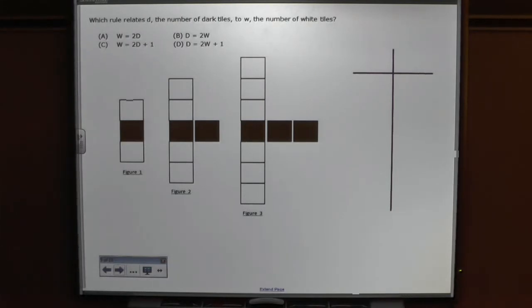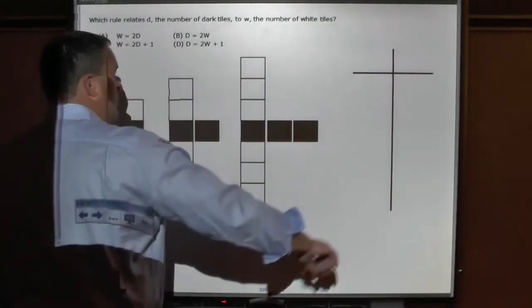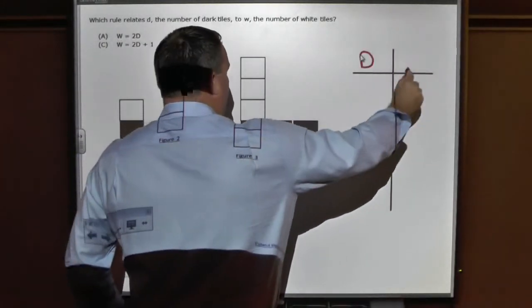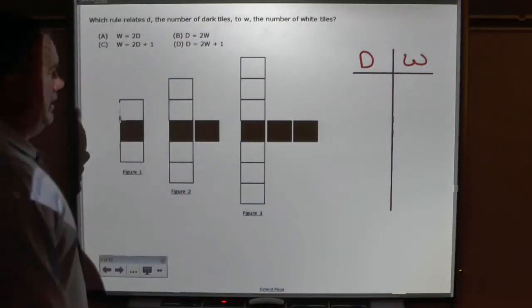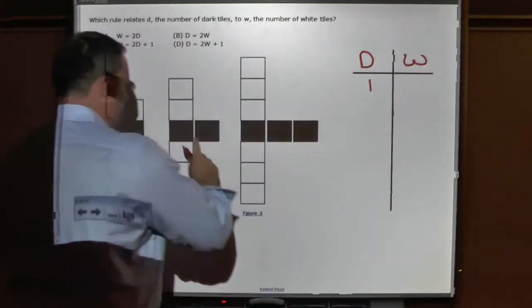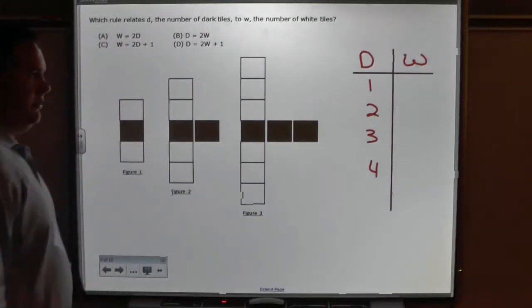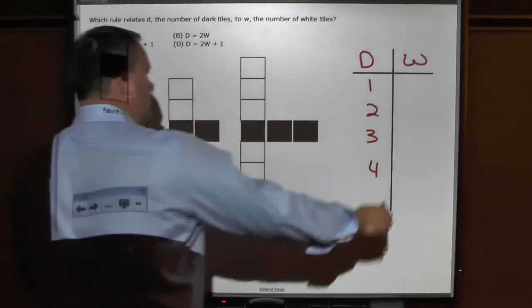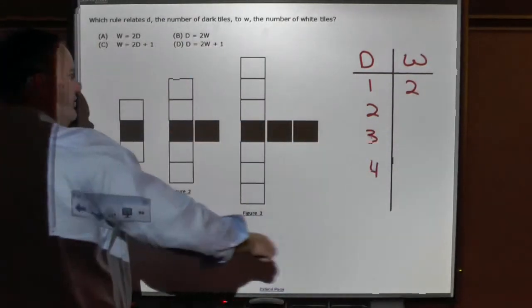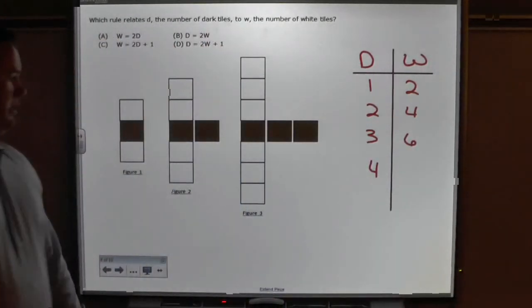So it says, which rule relates D, the number of dark tiles, to W, the number of white tiles? So as you look at this, this is number of dark tiles, number of white tiles. Figure 1 has 1 dark tile. Figure 2 has 2. Figure 3 has 3. You can probably guess what figure 4 would have. You can keep going. So we have 2 here, 4 in figure 2 for white tiles. You got 6 in figure 3.